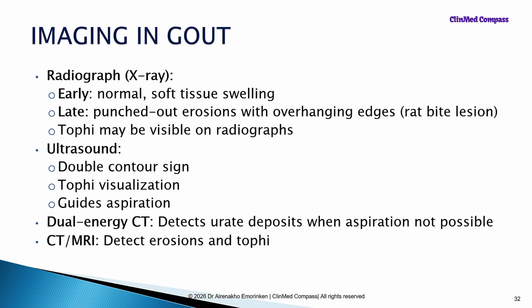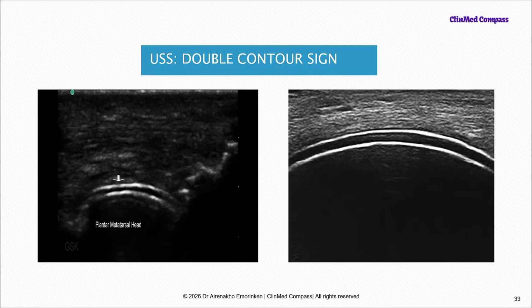Ultrasound is increasingly valuable. The double contour sign, a hyperechoic band over the cartilage, indicates urate deposition. Ultrasound also visualizes tophi and guides aspiration. Dual energy CT can detect urate deposits even when aspiration isn't feasible. MRI and CT scan help assess bone erosions and soft tissue involvement. Choosing the right modalities depends on the clinical context and availability.